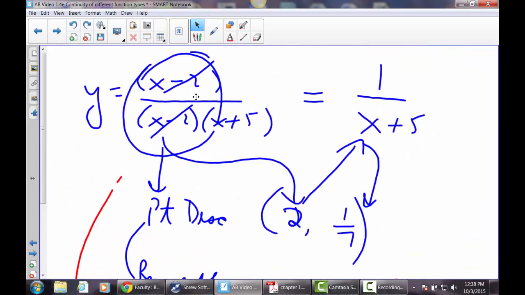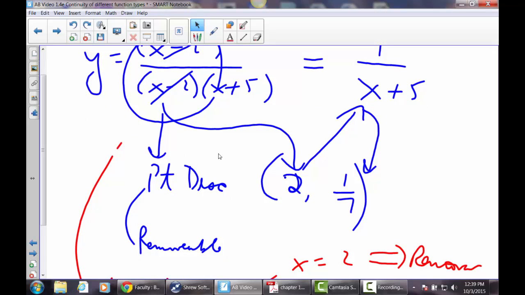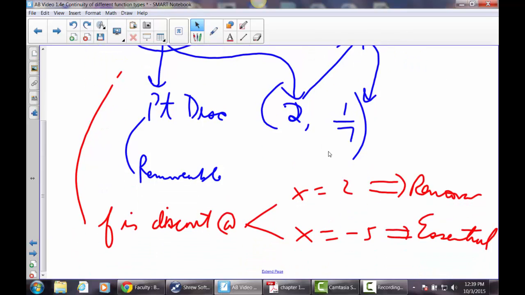Okay, so here's another example. Here the x minus 2's cancel, and that'll cause a point discontinuity, whereas this denominator factor will cause a vertical asymptote. So the point discontinuity will be removable, and you could remove it by setting x equals 2 and y equals 1/7, which is what you get when you plug 2 into here.